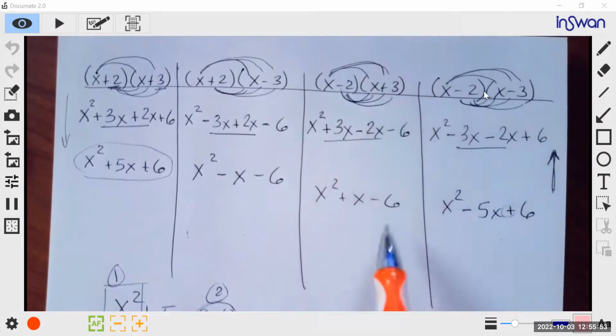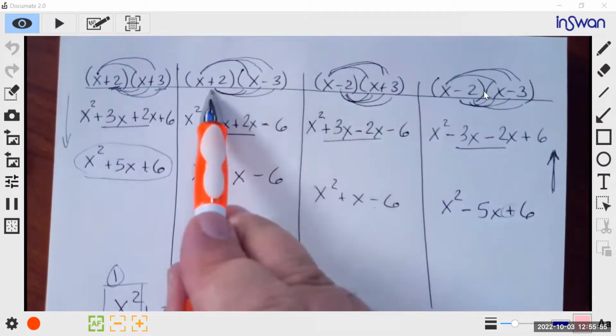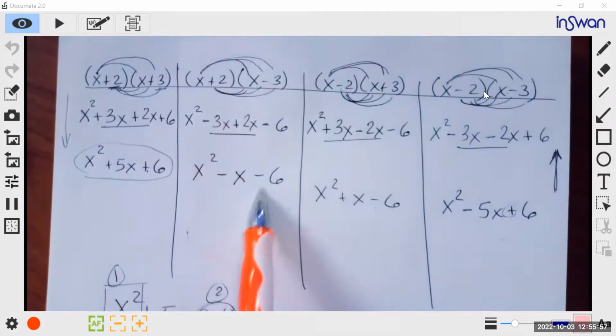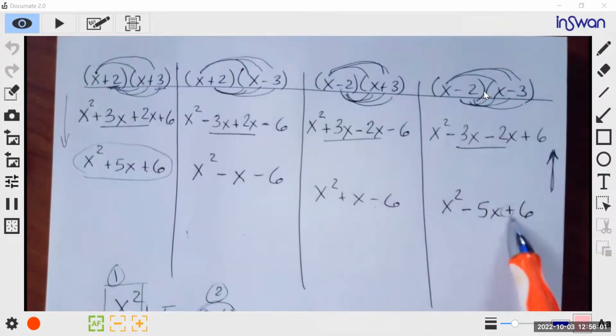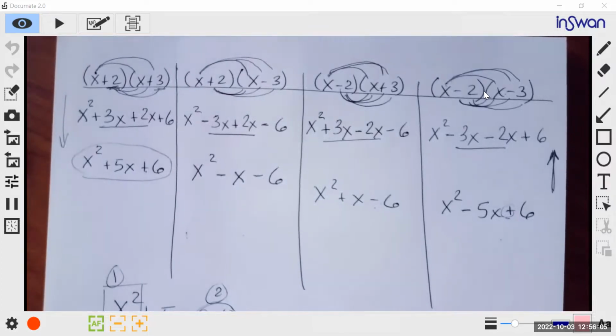If they're different, a positive times a negative is a negative. A negative times a positive is negative. But if they're both positive or both negative, the second sign's plus. So just by looking at the second sign, we know what the structure is going to be.